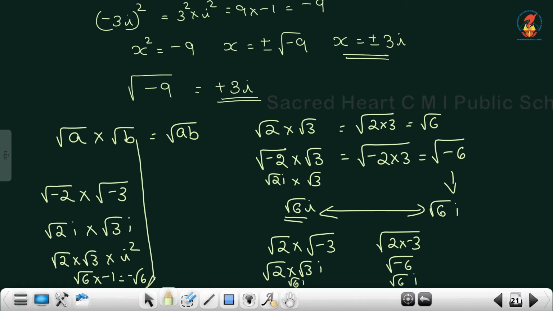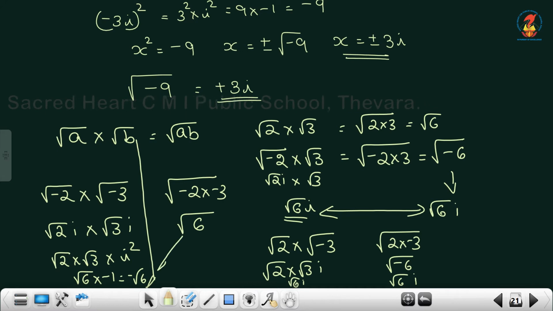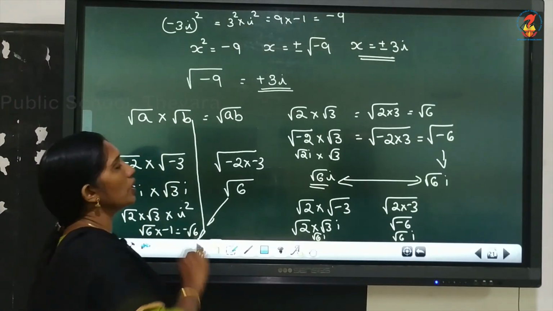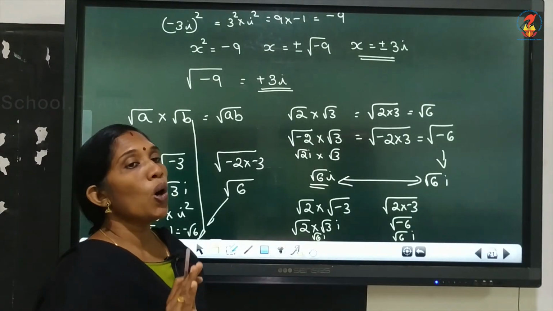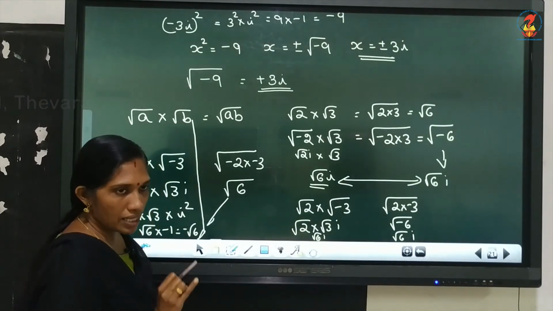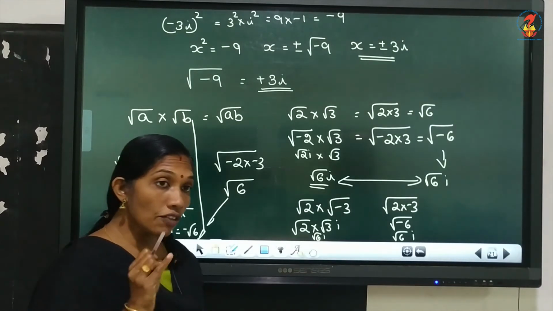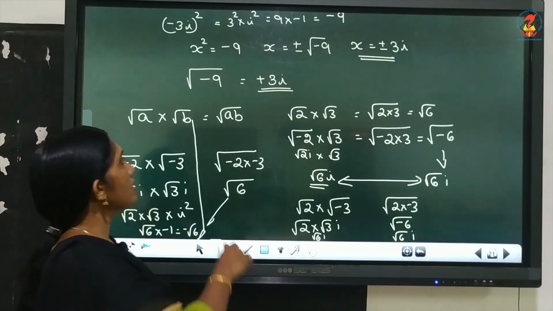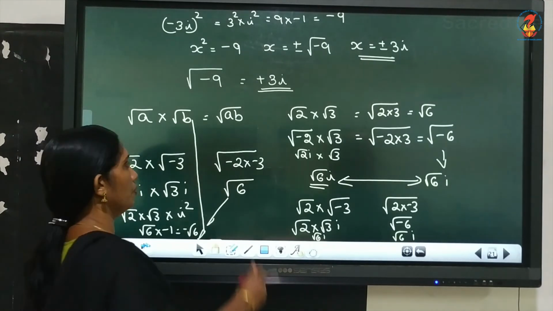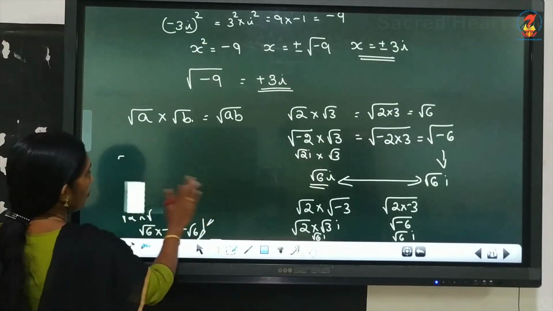Okay. Then what about the right side? If we write together inside the root, minus 2 into minus 3 is 6. Are they equal? Compare. Not equal. So what can we conclude? Root a into root b equal to root ab is true only if both numbers are positive or one of the numbers is negative. If both are negative, this result does not hold. So that is also important.